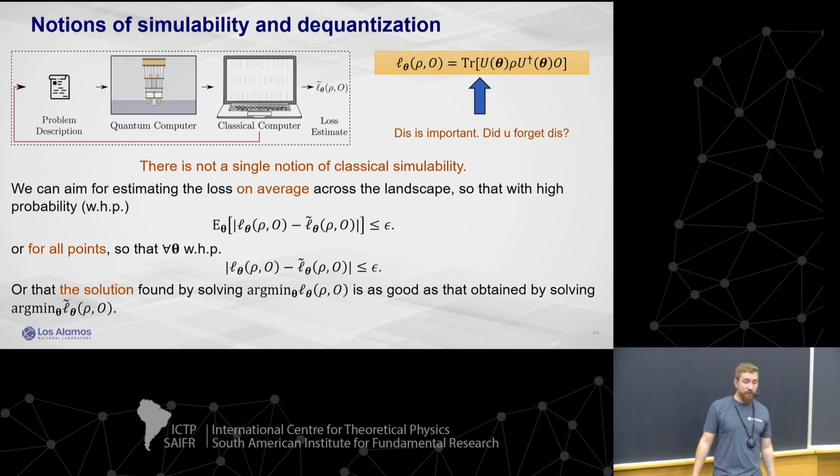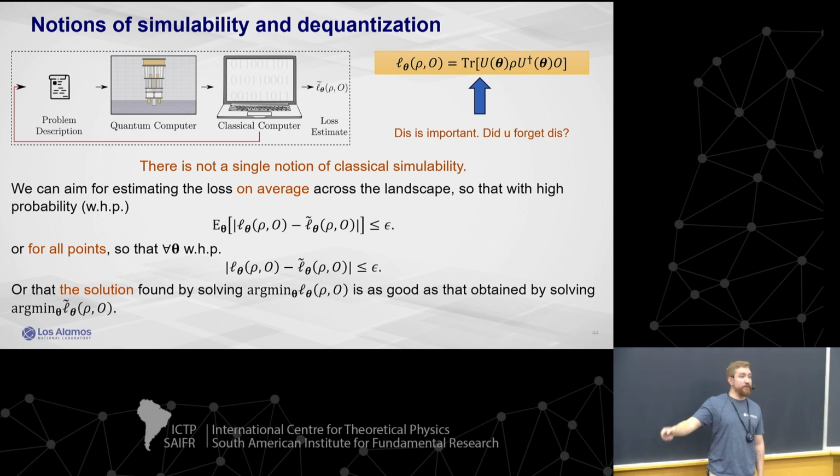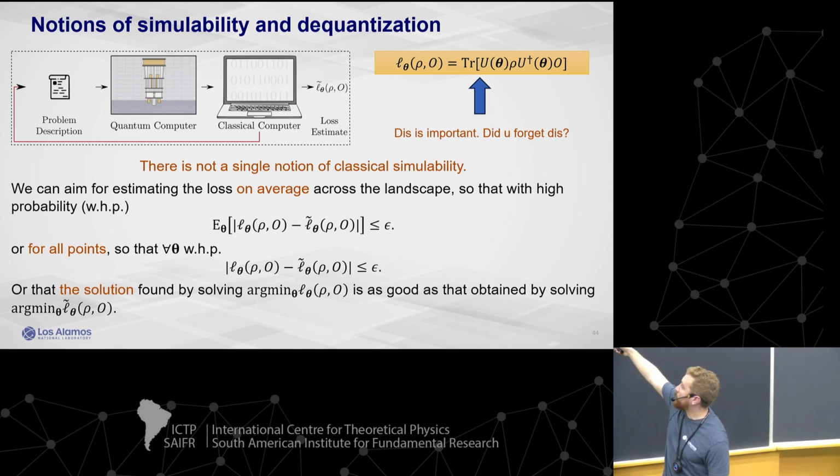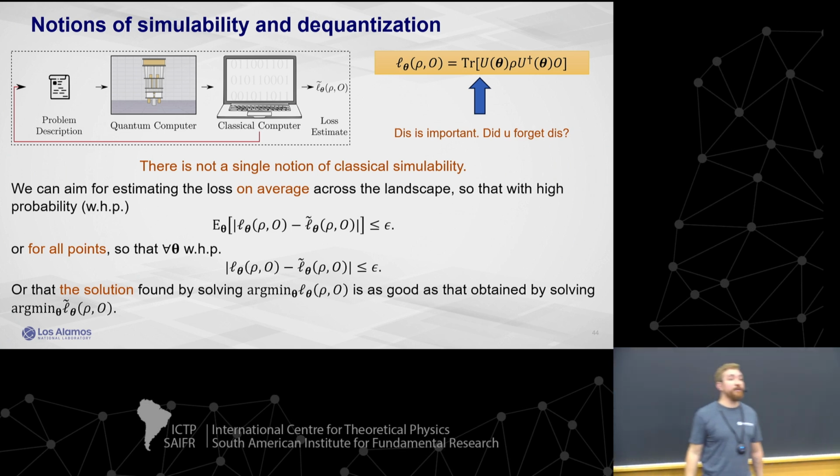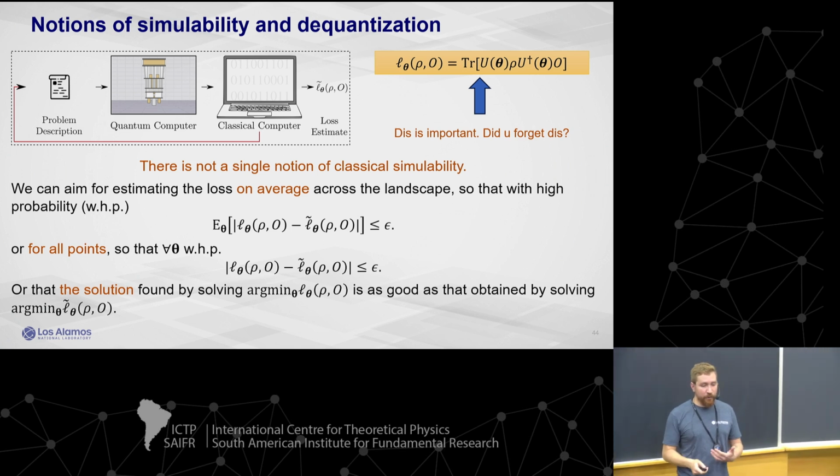If you give me data from a quantum computer, and I can do some simulation of a loss function, and I can train on that, and I can get a solution that performs as good as the one that is solving the problem using a quantum computer, then this is also a simulation, and this is also dequantized. So there are actually all of these different notions of classical simulability, and their interplay that I think we can explore.